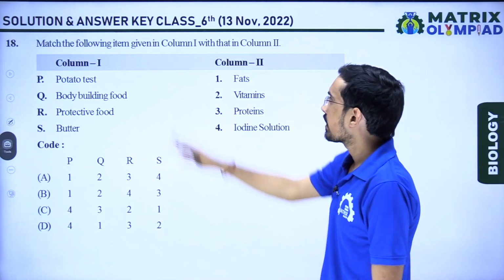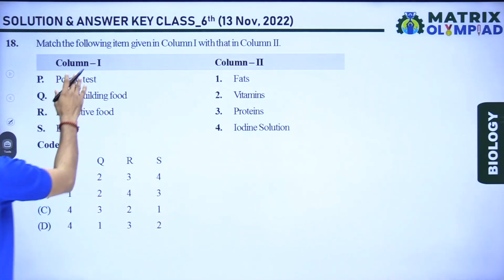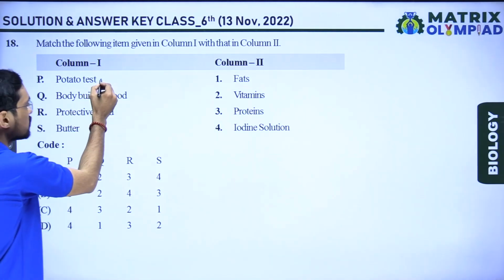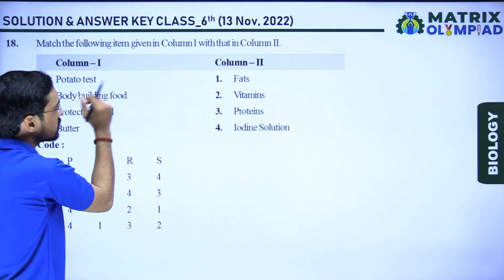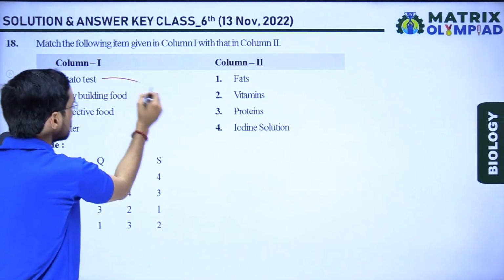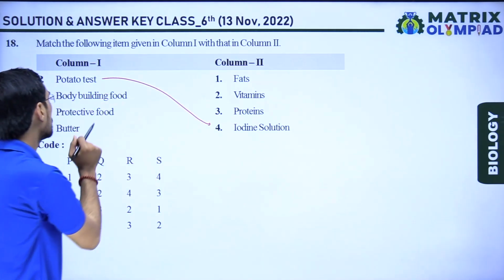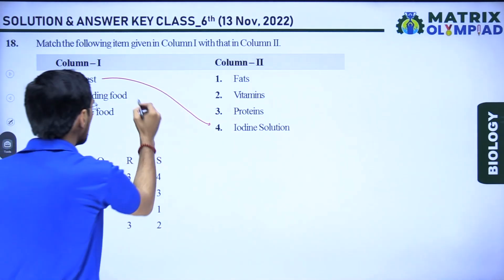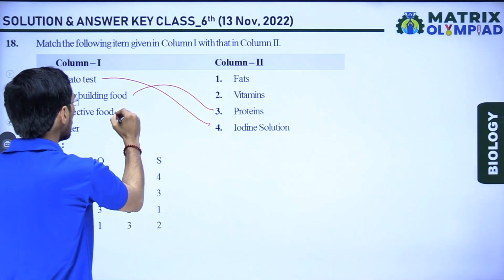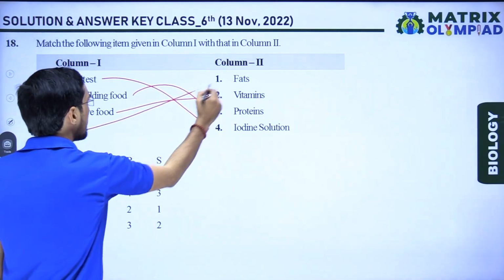Next question is, match the following items given in column first and column second. In column first, potato test. As we all know, potato test is for starch, and starch is tested with the help of iodine solution. So P will resemble the fourth. Bodybuilding food: protein is known as the bodybuilding food. It resembles the option third, protective food. Vitamins are the source of protection, and butter is a fat.